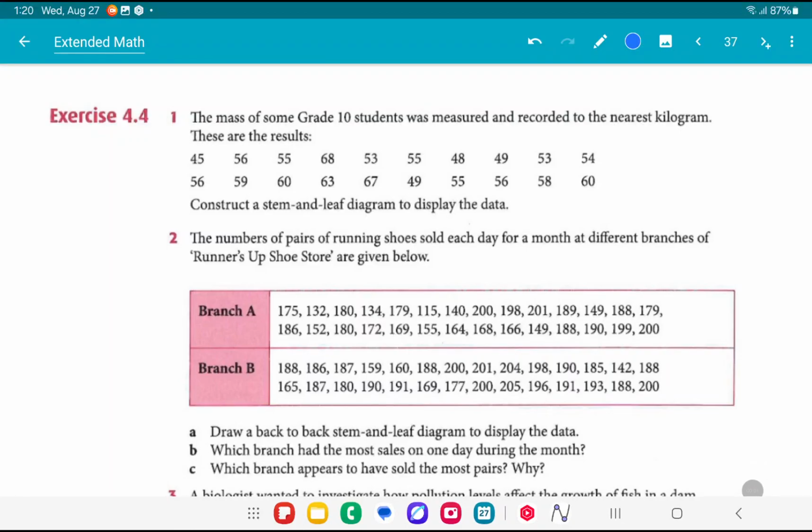In this video, we will learn about exercise 4.4 for question number 1. The mass of some grade 10 students were measured and recorded to the nearest kilogram. These are the results. Construct a stem and leaf diagram to display the data.